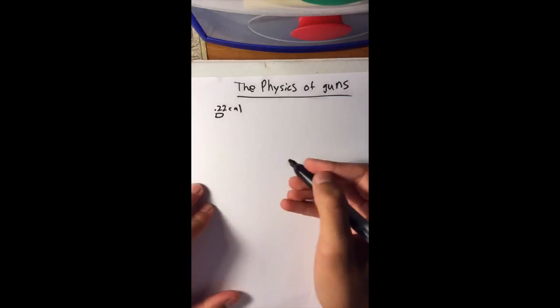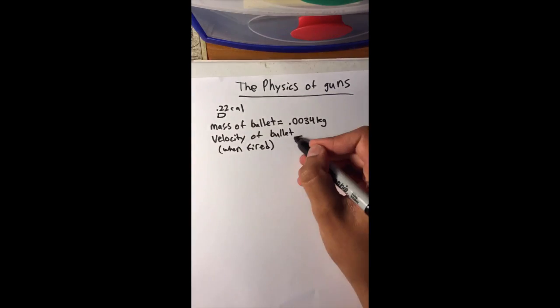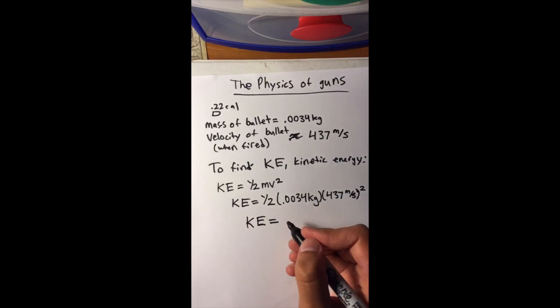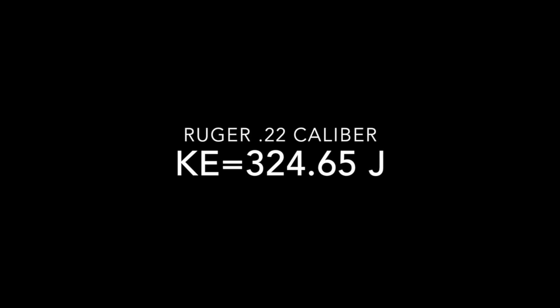What I did to find the kinetic energy of this bullet is I used the equation KE equals half m v squared, plugged in the mass and velocity of the bullets to find the total energy.